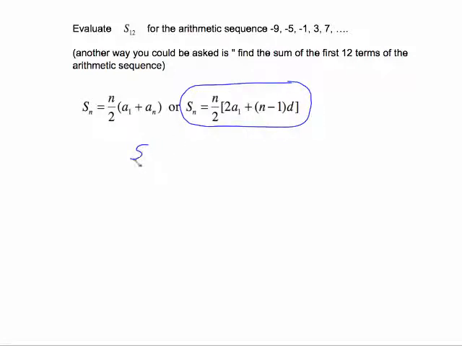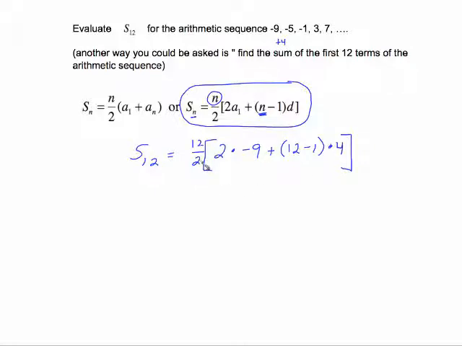So we are doing S sub 12 equals 12 over 2. Notice in this formula, this n, and this n are all the same number. Then 2 times a sub 1, which is negative 9, plus n, which is still 12, minus 1, times d, which is the common difference. So we need to look back here and see if we can figure out the common difference. From negative 9 up to negative 5, I am adding 4, so that's times 4.